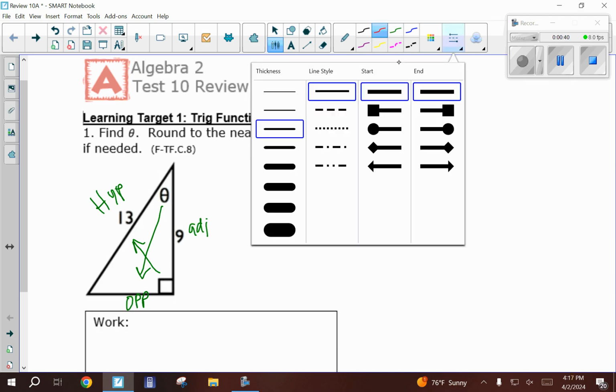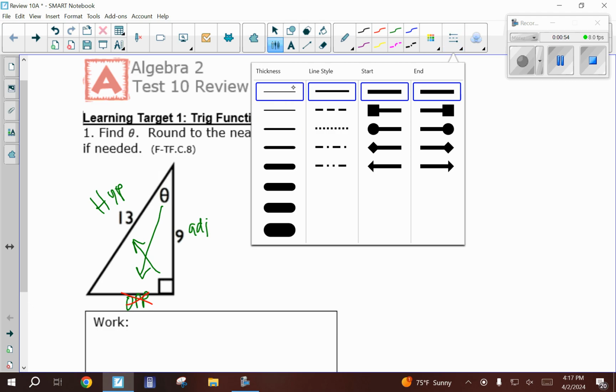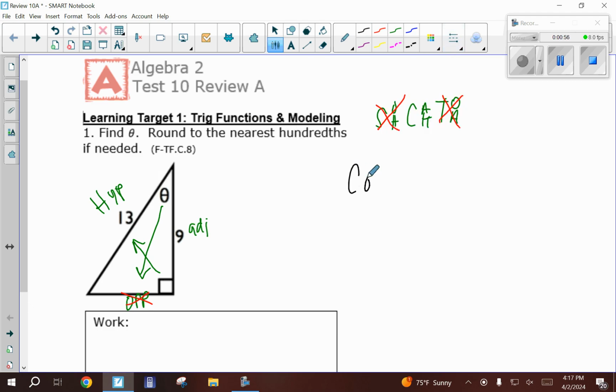Now, when you look at the information that was given, there was no information given for this opposite side. So that means that we can't use any of the trig functions that contain an O. So sine is out and tangent is out. So to solve this problem, we're going to have to take the cosine. So the cosine of theta is equal to the adjacent on top of the hypotenuse, so it's going to be 9/13.